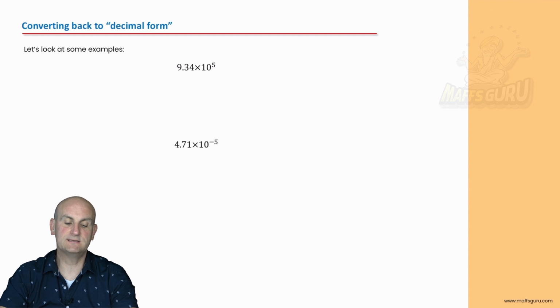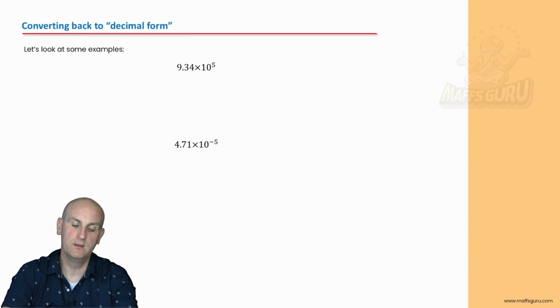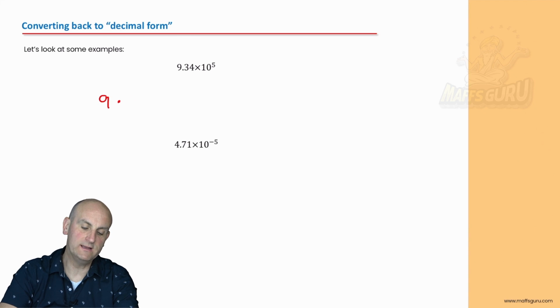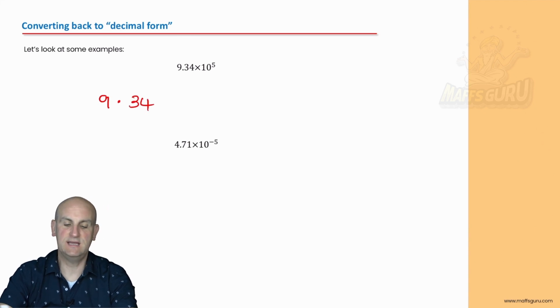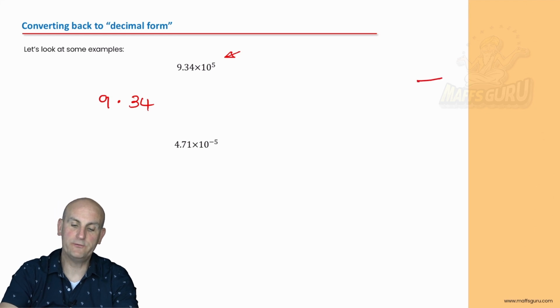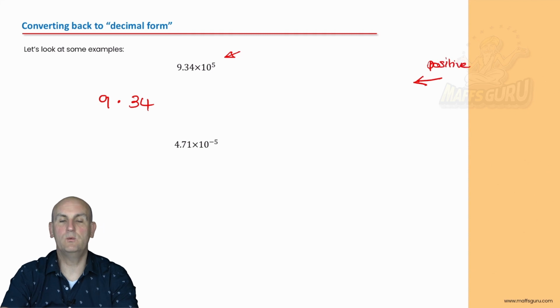So let's look at some examples of converting back into decimal form, and then we'll do some mixed examples in a moment. So we've now got standard form, 9.34 times 10 to the power of 5. Now to convert it, when we had positive powers, remember, when we put it into that, we moved it left. So we've got a positive power. I want to undo it.